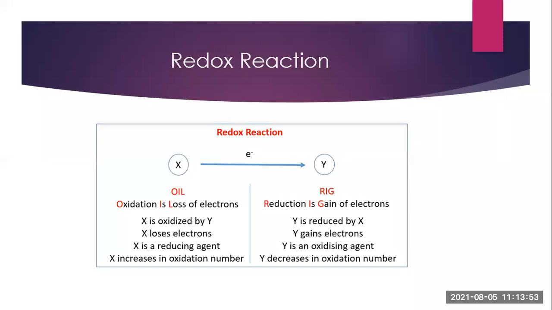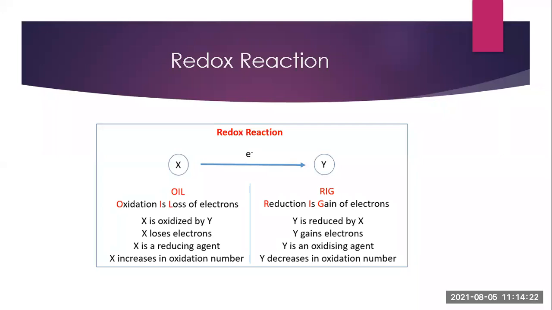So here in this case, what is happening? X is losing the electron, and hence we will get one product. And that product will gain the electron. So X, as it is losing the electron, undergoes oxidation, and Y, it is gaining the electrons, and hence we can say that it is undergoing reduction. So here in this case we can say that both oxidation and reduction are taking place.